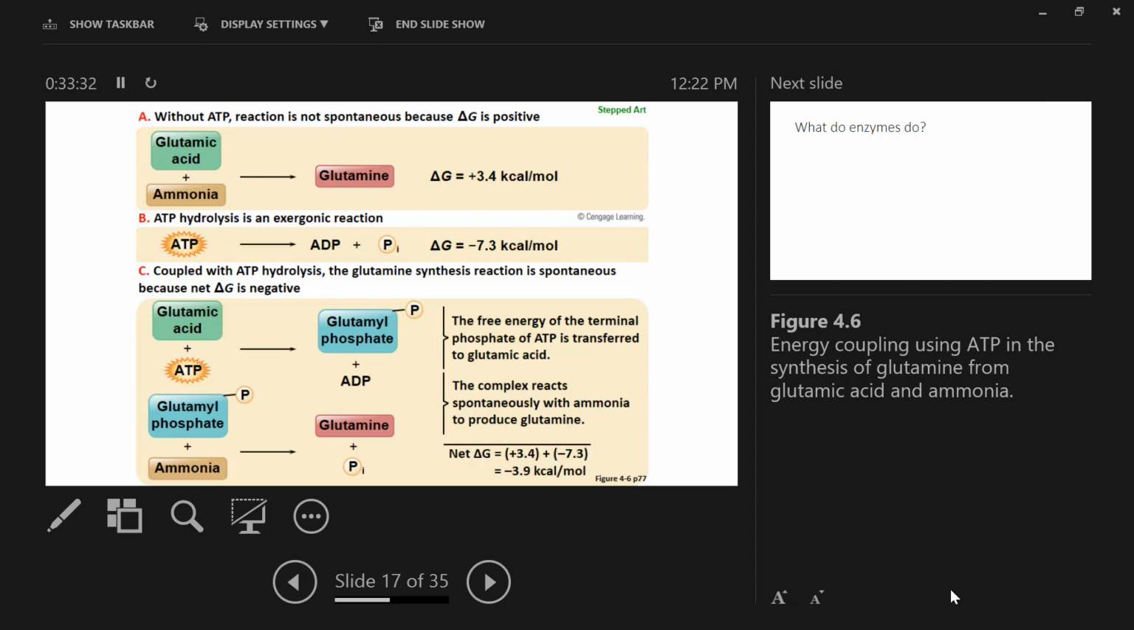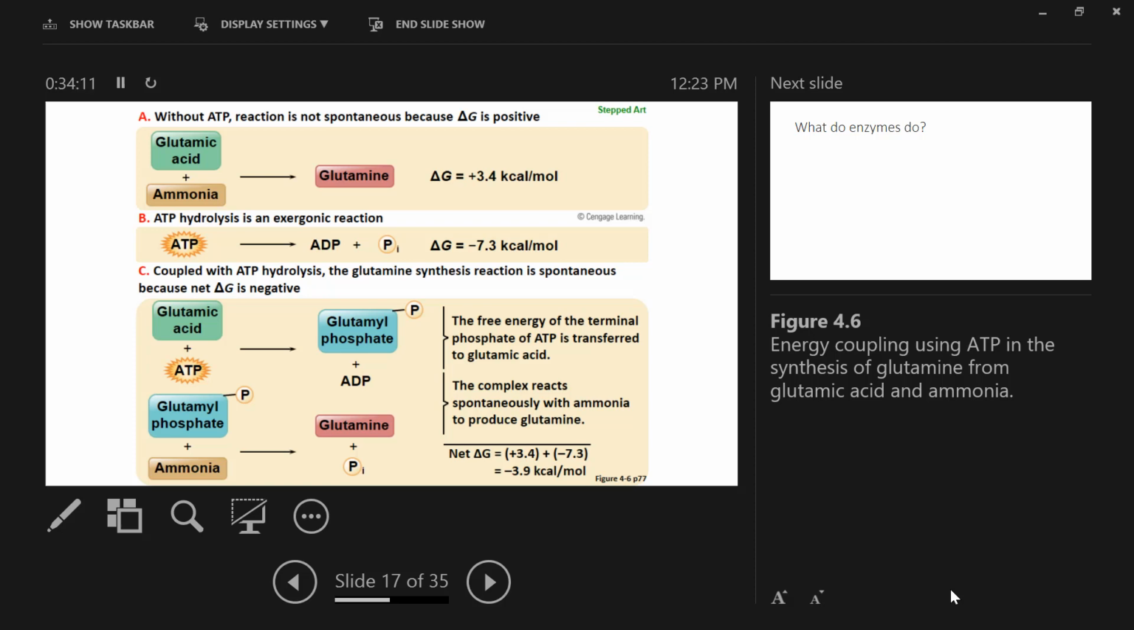And so here's a great example of an endergonic process that happens in every cell in your body. Here is glutamic acid reacting with ammonia to form glutamine, one of our amino acids. Now, notice our delta G is positive, which tells us that it is not spontaneous and that it is an endergonic reaction. That glutamine has more free energy than glutamic acid and ammonia do by themselves. The only way we can fuel this is if we input energy.